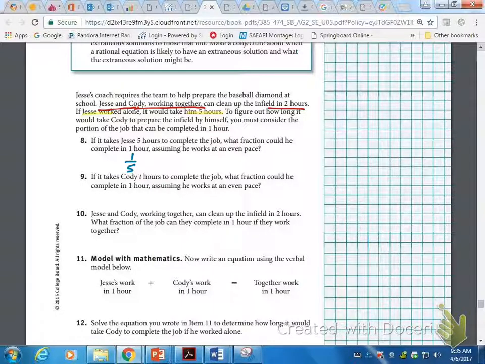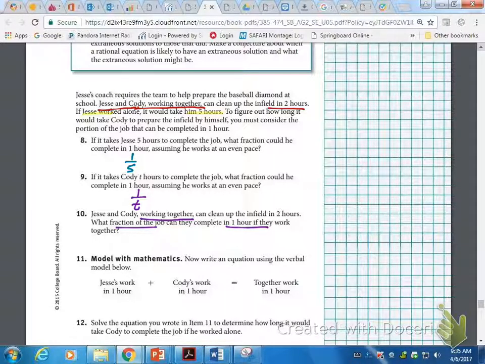All right. Now, if it takes Cody T hours to complete the job, what fraction could he complete in 1 hour? So his rate or fraction would be what? 1 over T. Okay. Now we get to they are working together. And they already told us together they can do it in 2 hours, right? What fraction can they complete in 1 hour if they work together?